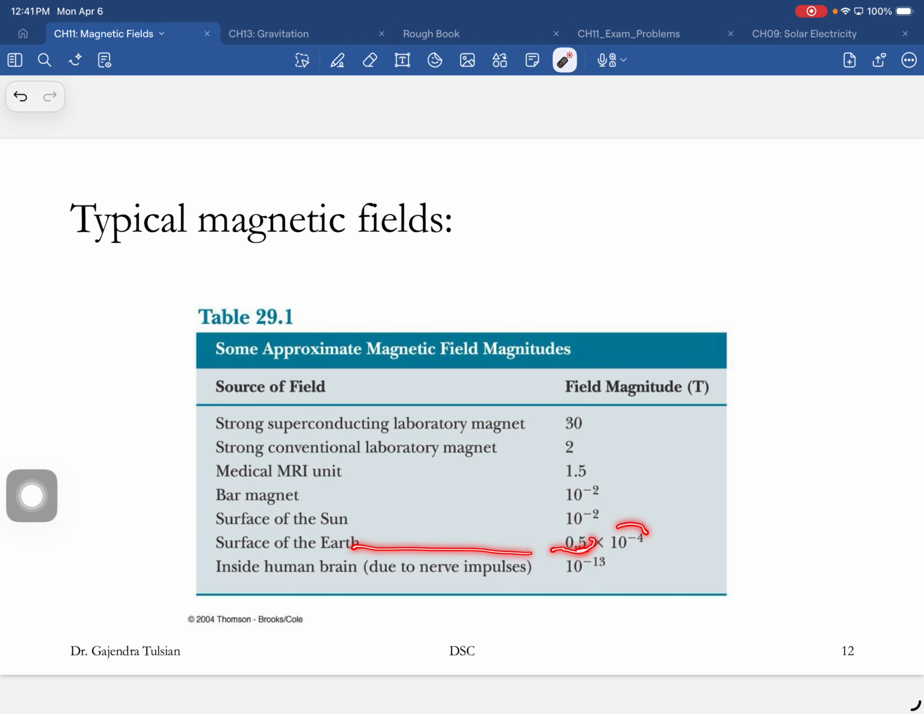In this room, that's a Gauss. The magnetic field is half a Gauss. If you buy a strong magnet, it's about 100 times stronger than the field here in this room.